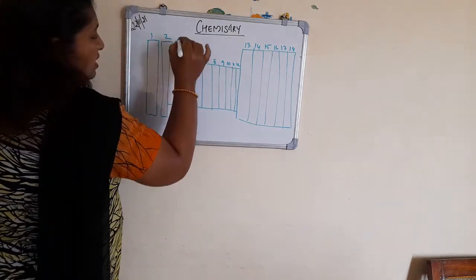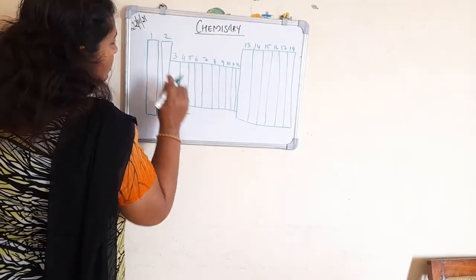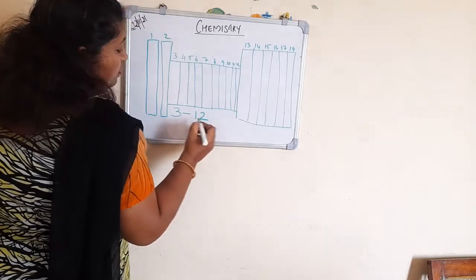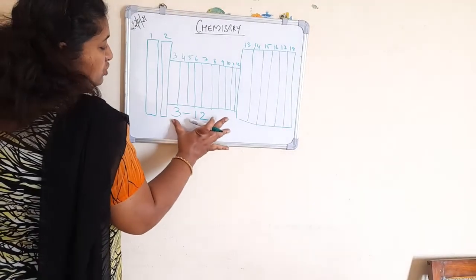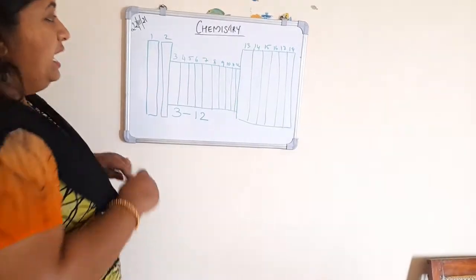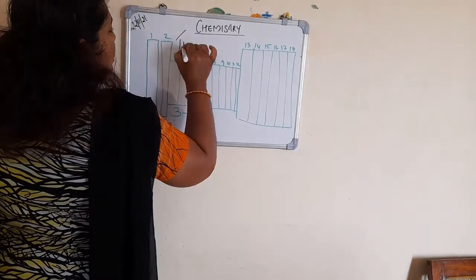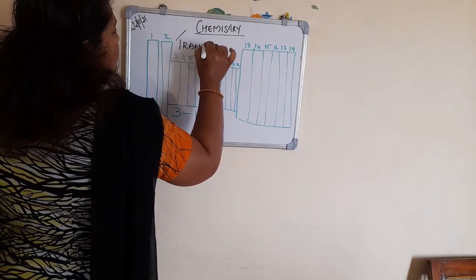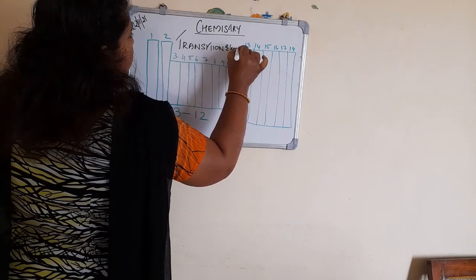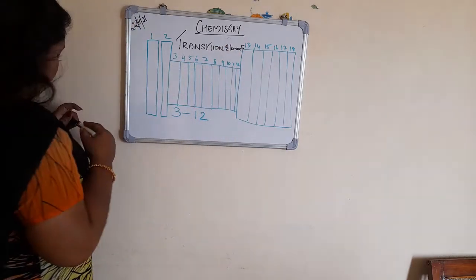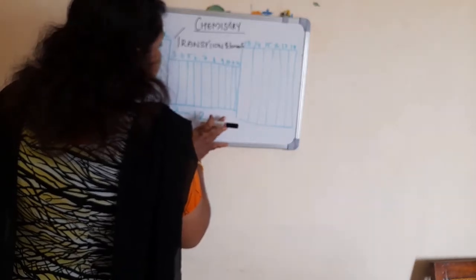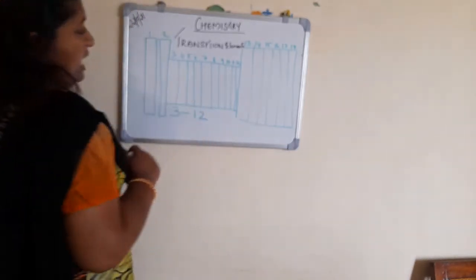So the elements between group 1, group 2 and this 13 to 18, that is the elements of group 3 to 12, they are known as transition elements. These names you have to study. The elements included in group 3 to group 12 are known as transition elements.